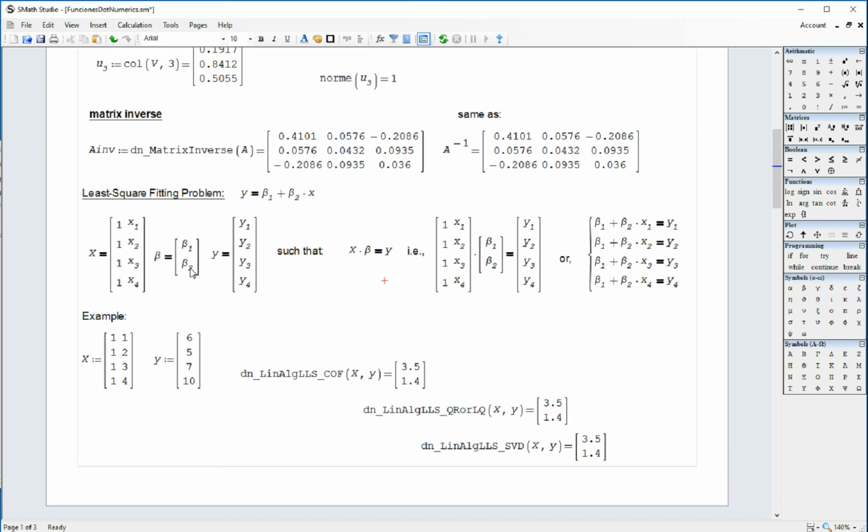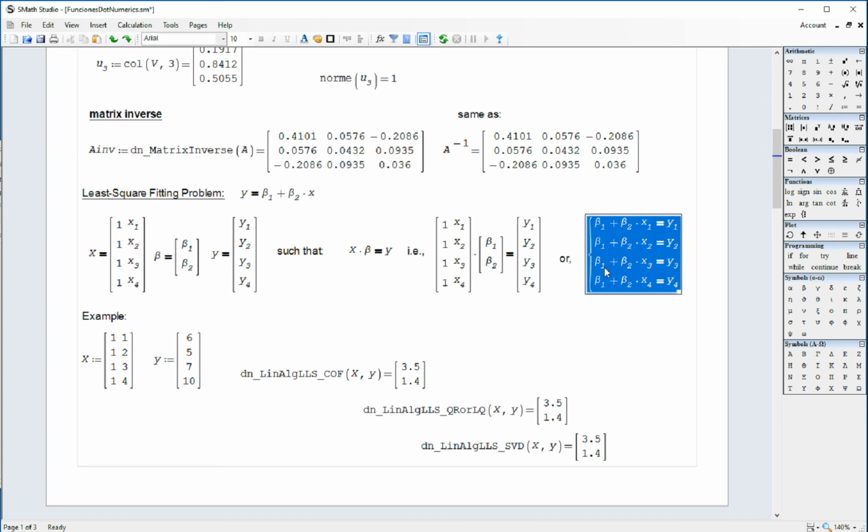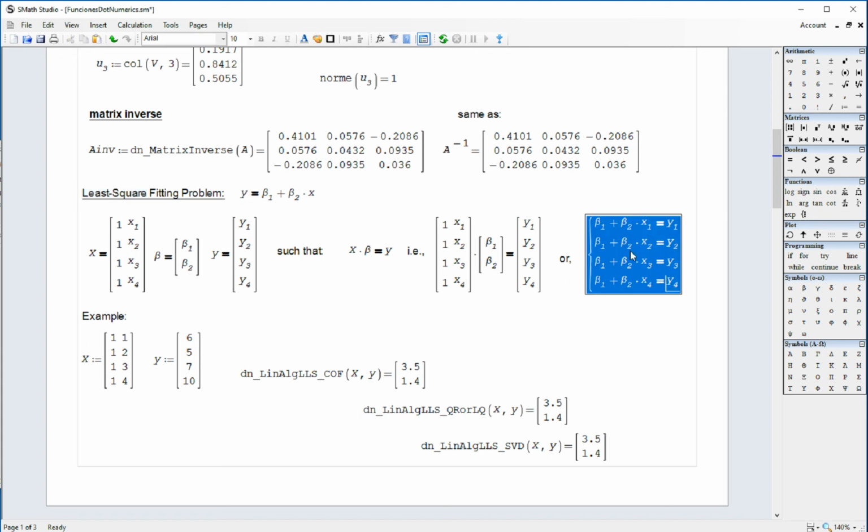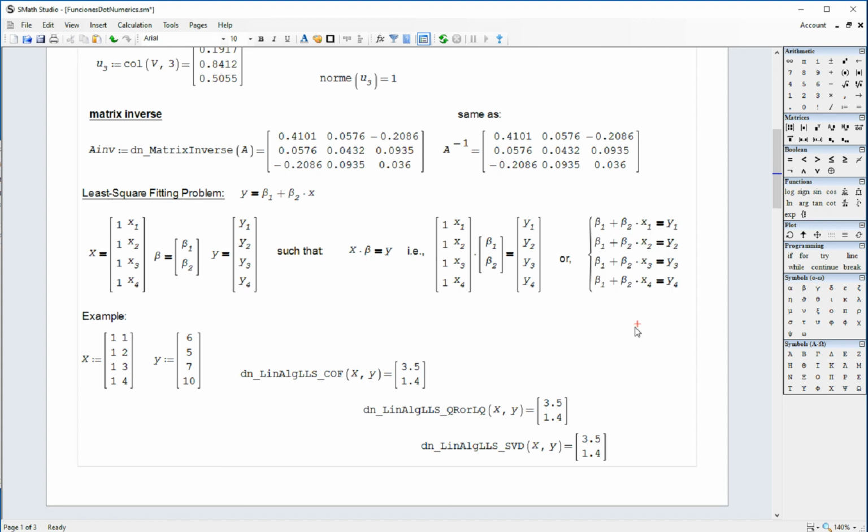And so if I replace the values of X, beta, and Y into this equation, I get this result that will result into a system of four equations. Since I only have two unknowns, the system is overdetermined. I have more equations than unknowns. And so the only way to obtain a result here is by using least square. That means finding the values of beta 1 and beta 2 that minimize these results in a least square sense.